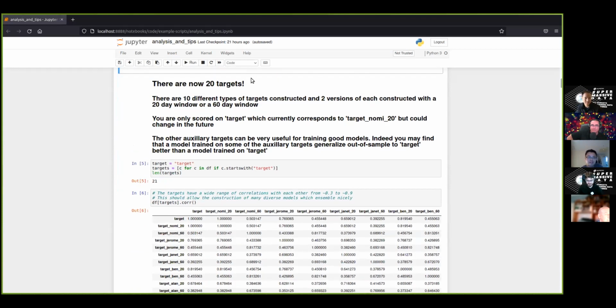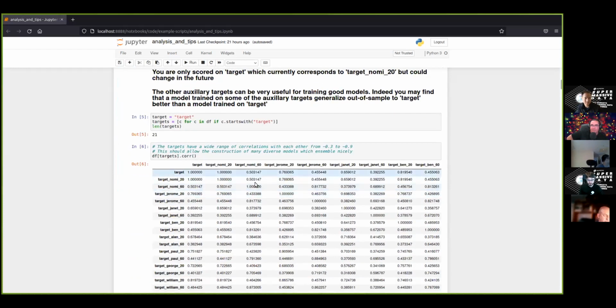So there's now 20 targets. If you just look at the correlation of all the targets with each other, target is exactly the same as target Nomi currently. We may change that in the future, but hopefully we will get true contribution out before we ever have to change the target you're scored on.